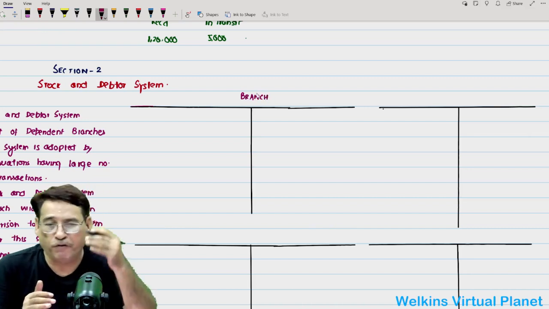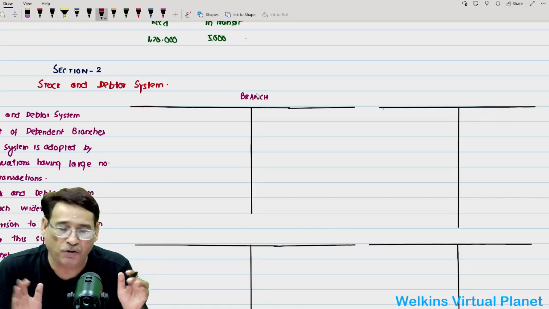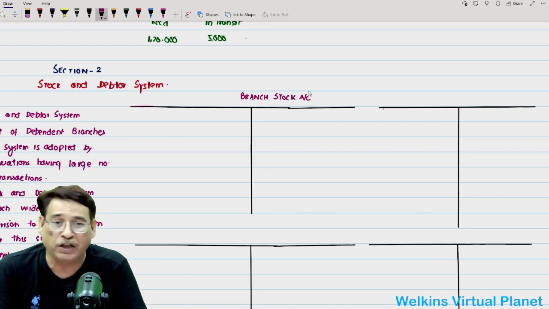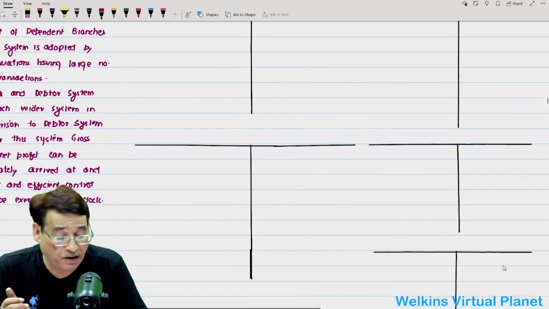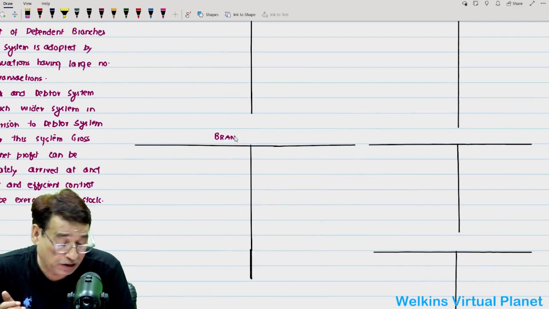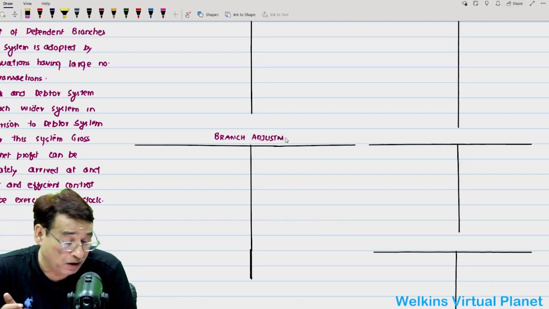In the first system, we used to prepare what we call simply branch account, but here we are going to prepare branch stock account separately. Quite obviously, in this particular account, we will keep track of all these stocks. Similarly, then we are supposed to prepare branch adjustment account. We will see later on that branch adjustment account is prepared.